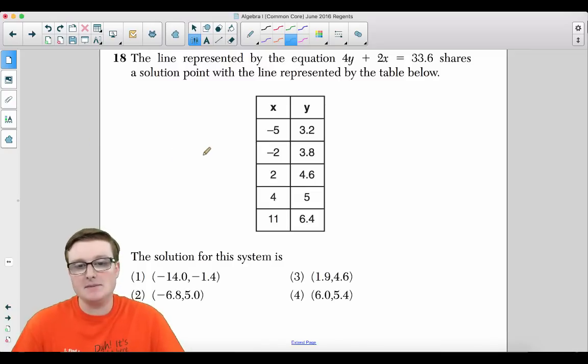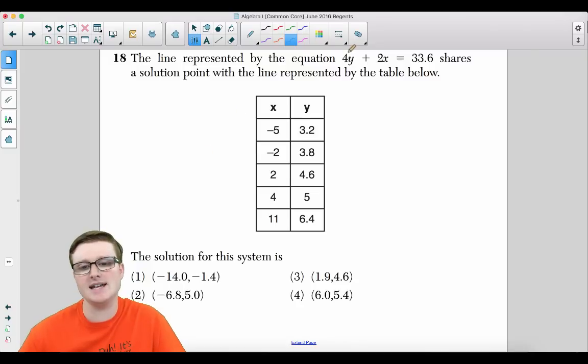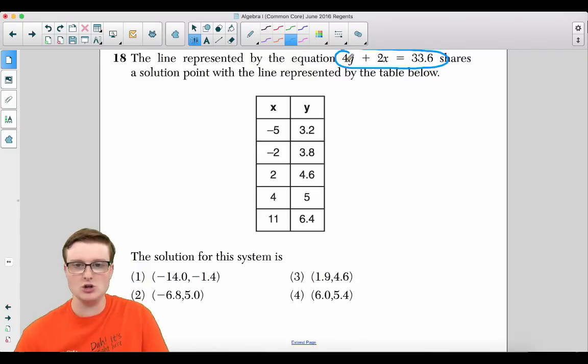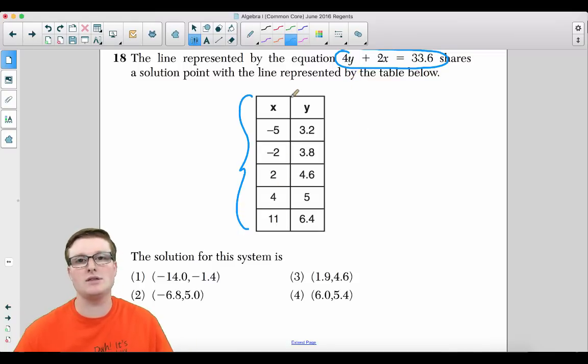The line represented by the equation 4y plus 2x equals 33.6 shares a solution point with the line represented by the table below. The solution for this system is what? So basically, you're taking this line here, and you are trying to figure out what point matches up with this table.